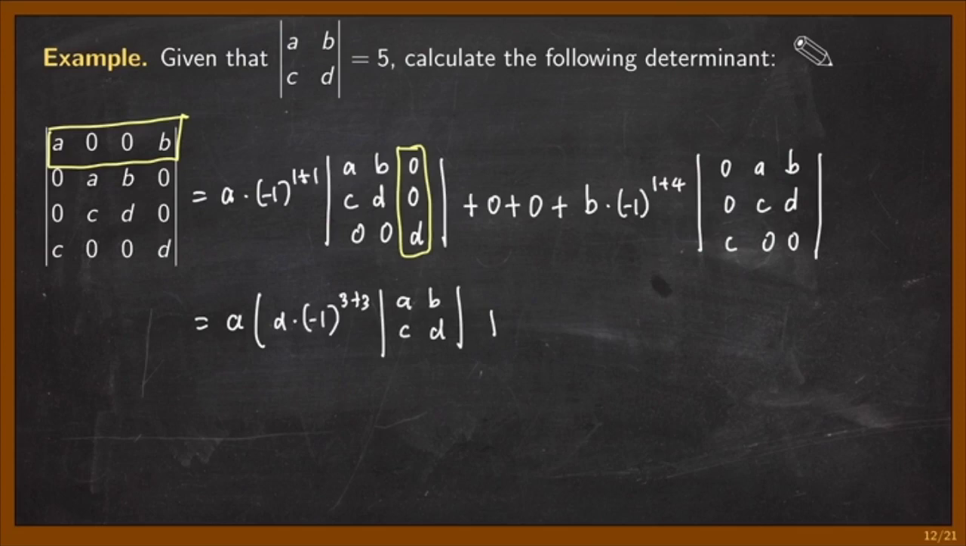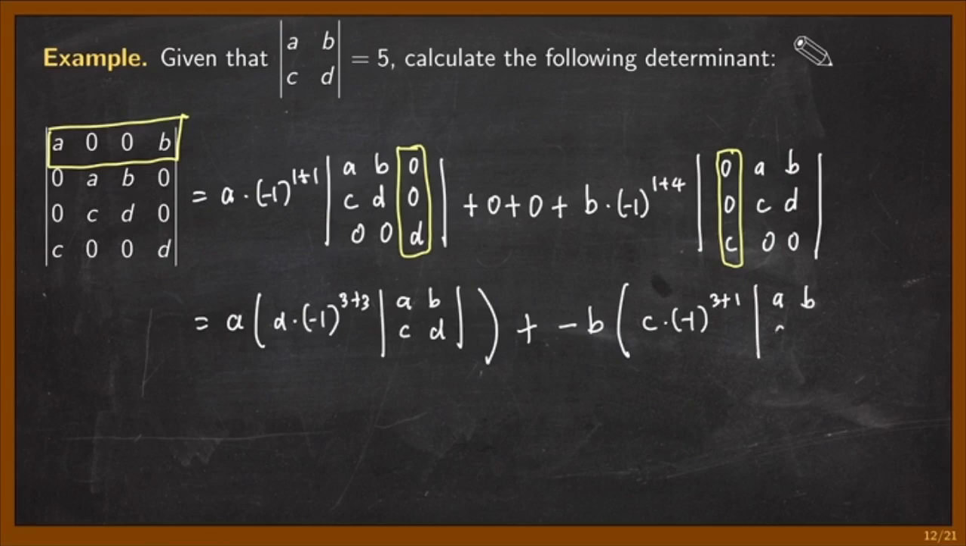This is minus, that's minus B because 1 plus 4 is odd. So here we now expand along the first column if you want. In that expansion, we only have one term, C, times negative 1 raised to 3 plus 1 times the determinant A, B, C, D, because we're eliminating this. Alright, I think we're done.